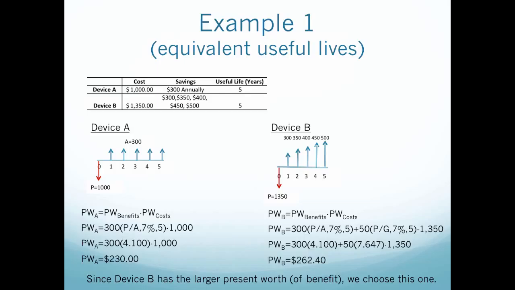So since device B has a larger present worth, which is a benefit in this case, we would choose that one. So remember that slide in the last video. If things are benefits, we want the larger benefits because we want the larger positive value. If things are costs, we want the smaller cost. So in this case then, we choose the larger of the two benefits.